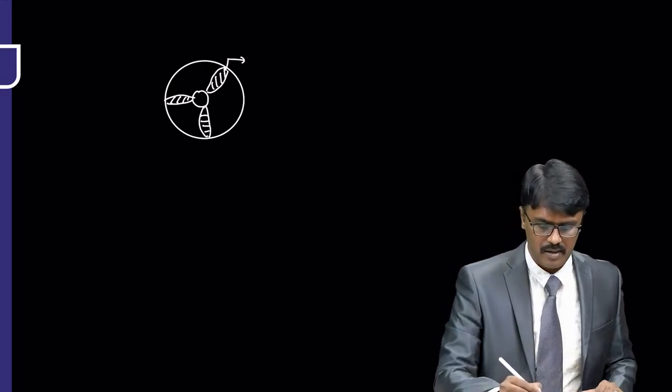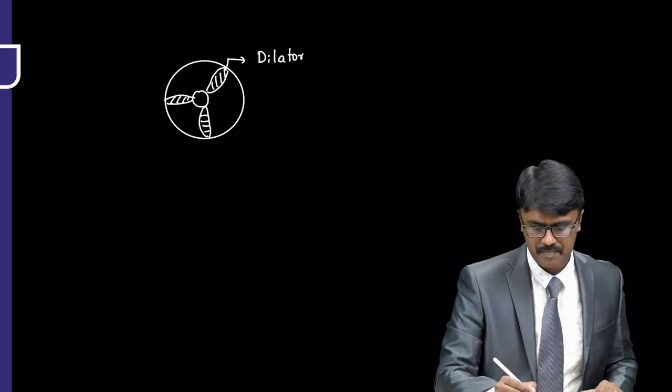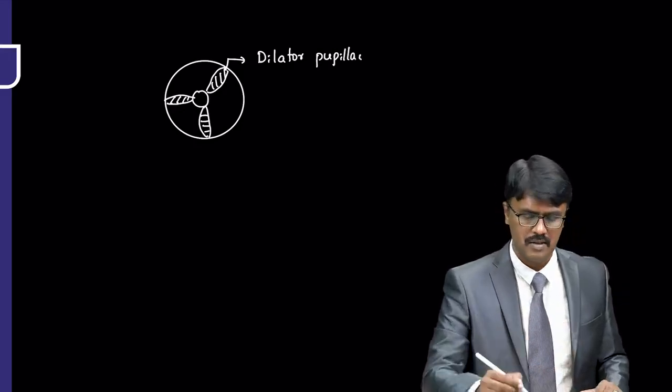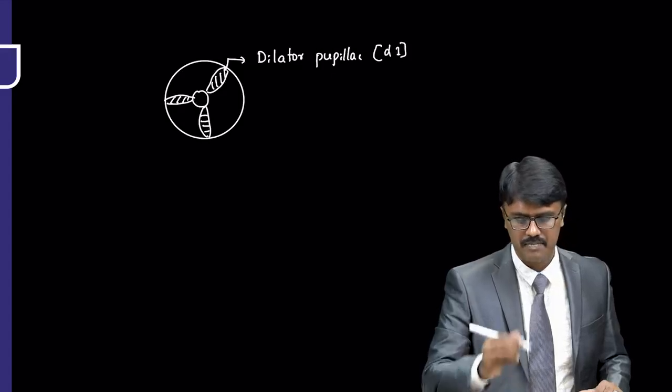Now, what is the important concept I need to understand here? To understand that, let me draw the eye, that is the pupil. In the pupil, we have two important types of muscle. One looks like the radii of a tire. They are called dilator pupillae, or the radial muscles, and they have a receptor called alpha 1.